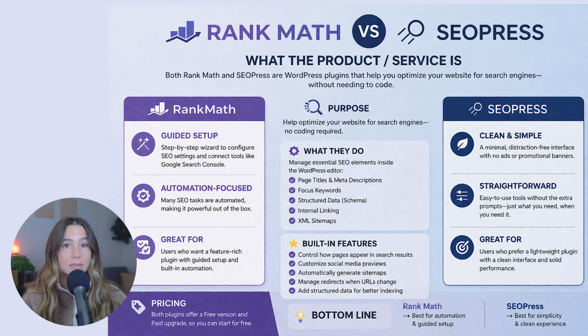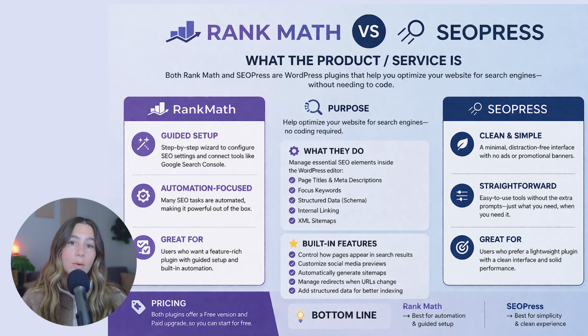Both Rank Math and SEOPress give you a panel inside the WordPress editor where you can control how each page appears in search results. You can edit titles, write descriptions, set focus keywords, and adjust social media previews. They also automate technical tasks that would otherwise be complicated. Things like generating XML sitemaps, managing redirects when URLs change, and adding structured data markup so search engines can understand your content.